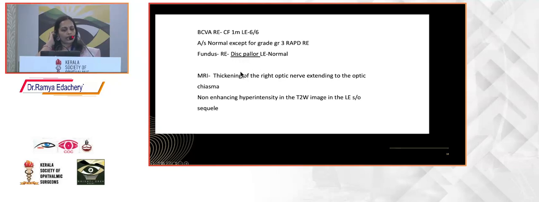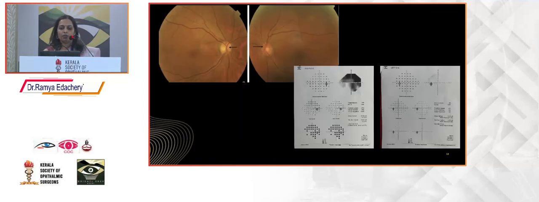And the MRI, I don't have the picture, sorry. Thickening of the right optic nerve extending to the optic chiasma. You should note that it is extending up to the optic chiasma. It's a long lesion. And even in the left eye, there was non-enhancing hyperintensity suggestive of a previous attack. So this was his fundus. The right eye shows a disc pallor and the right eye has a field defect.